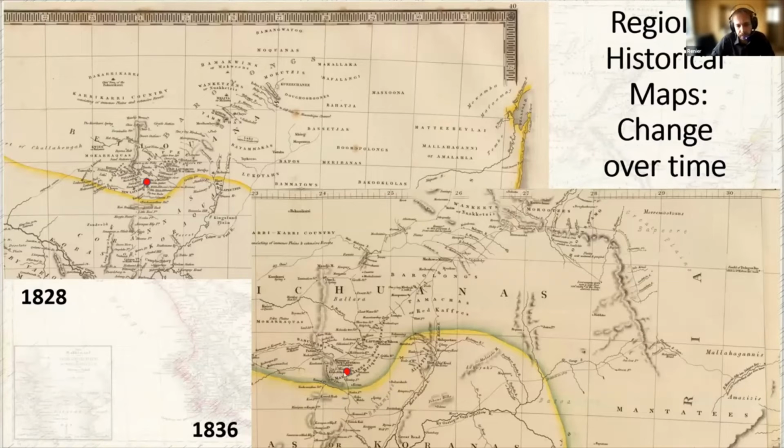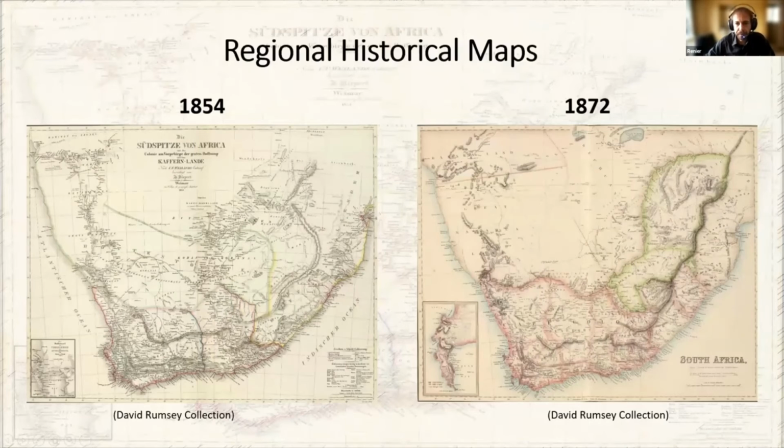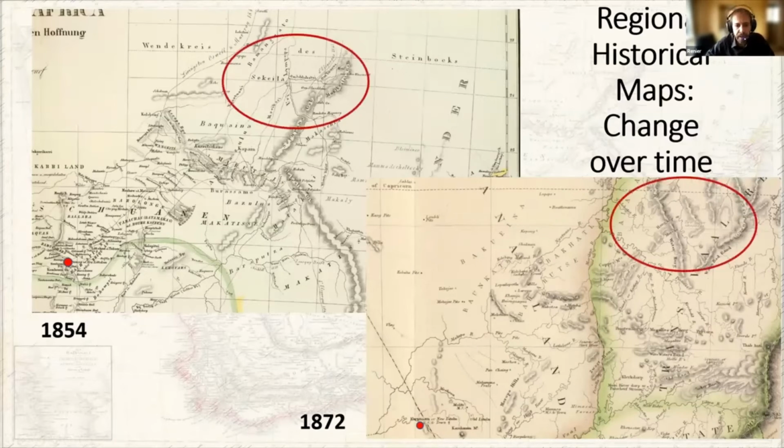the red dot here indicates the mission station Kuruman, which was the starting point in this region for all the expeditions that were heading into the interior. And the circles around here indicate Kurachani, which is a very well-known site in the 19th century. You can see the difference in information that you're starting to get as more and more expeditions are going into the interior. The information starts getting filled in. Again, 1854 and 1872, the same region with Kurachani there, Kuruman there and there. Again, you start seeing more and more information.